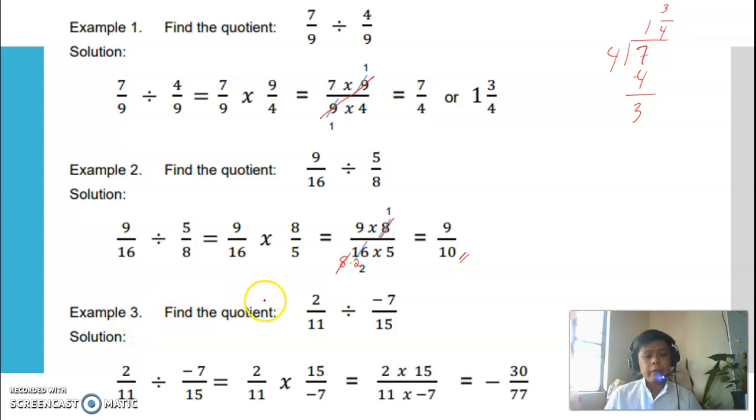Next, example number 3, you have to find the quotient of 2/11 divided by -7/15. So, same. Yung 2/11, kung papansin nyo dito, sinulat lang siya as it is. Yung -7/15, reciprocal, and then ita-times natin. So, 2 times 15, ito yan, 2 at saka 15. So, naging 30, and then you have 11 times -7 is 77, negative 77. So, dahil magkaiba sila ng sign, magiging negative ang ating sagot. So, you have negative 30 over 77.